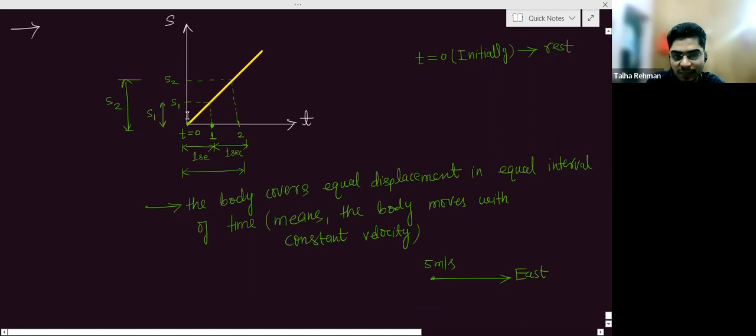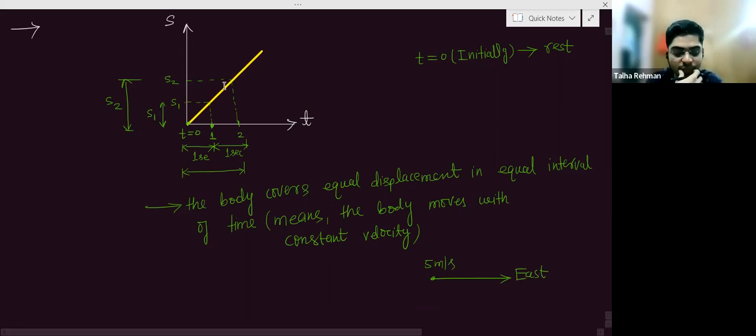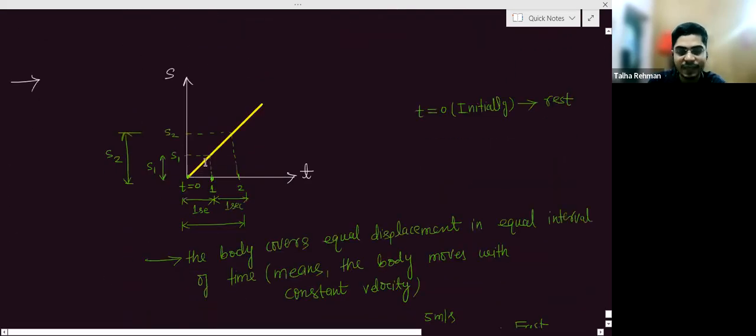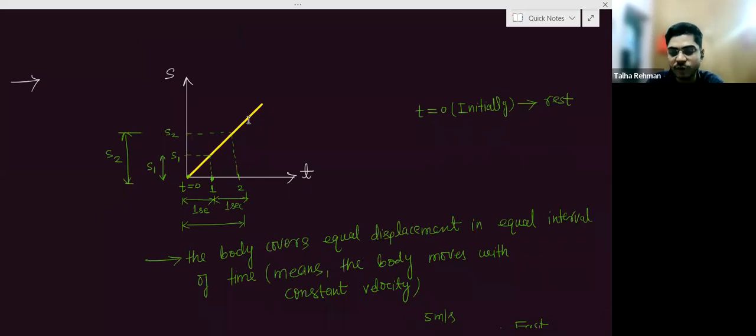So this graph is representing that the body is moving with constant velocity. If the graph is a straight line and that straight line is passing through the origin, you can say the body is covering equal displacement in equal intervals of time, which means the body moves with constant velocity.